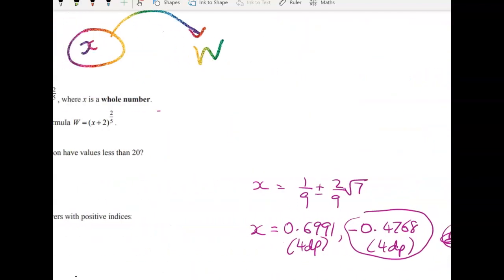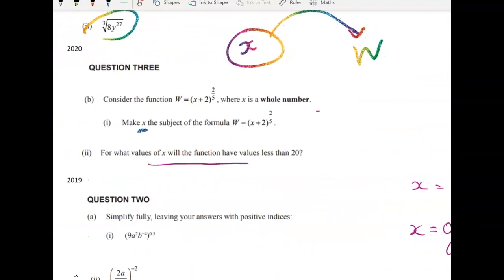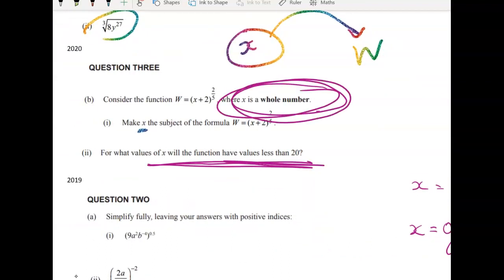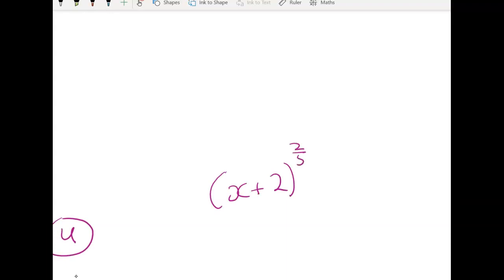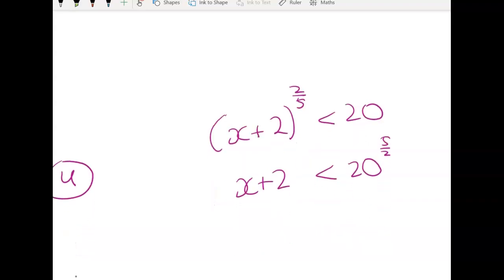Now the last part that I'm going to do very quickly is for what values of x will the function have values less than 20? Note here we're told that x is a whole number. So all I'm going to do here is to solve this. I want to know for what values of x will w be less than 20. So you can think of the first part as a warm-up for this. I'm going to do to the power of 5/2 on both sides. So don't have to worry about changing the sign because I haven't divided by negative or times by negative.